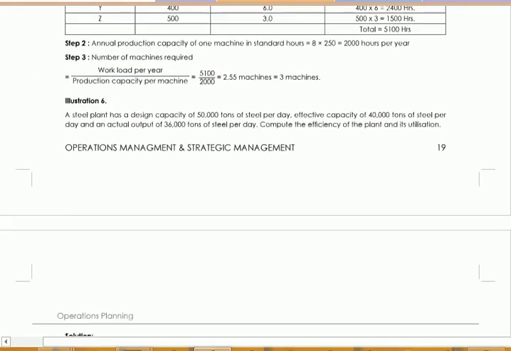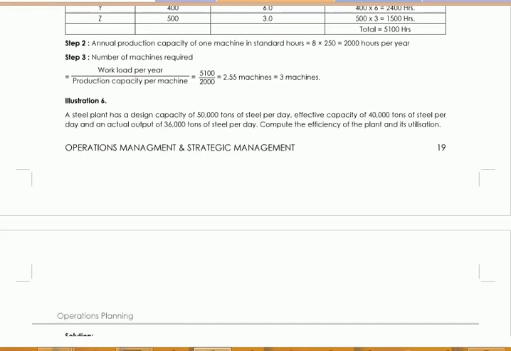Now coming to the second problem, what are they asking us? In the second problem, they have given us the design capacity. I have already told you the meaning of design capacity. Design capacity is, in simple terms, the capacity which a company or anybody can achieve if all the conditions are ideal, meaning we have a sufficient amount of resources for achieving the target. It is given to us as 50,000 tons of steel per day.